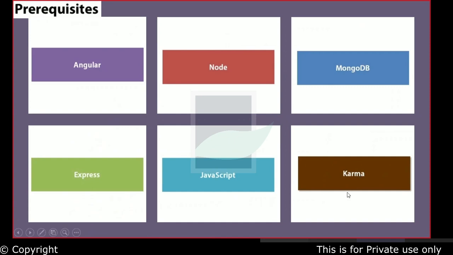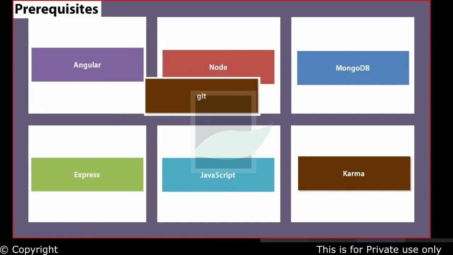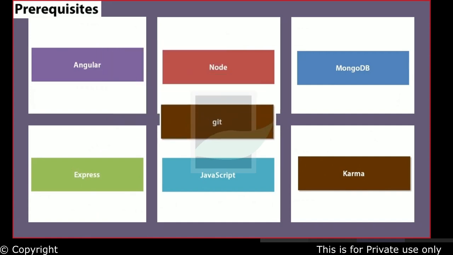We'll speak about Karma when we speak about unit testing in Angular. We'll speak about Karma, Jasmine, and Protractor. Then we speak about Git. So where do you store your code? You store it in a repository. A very famous repository now is Git. So we'll speak about Git, how to store data in it, how to pull data from it. Once we are done with all of our modules, we'll host it in Git.